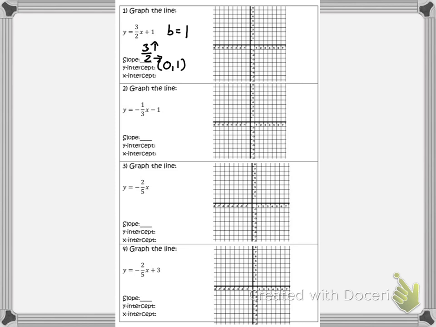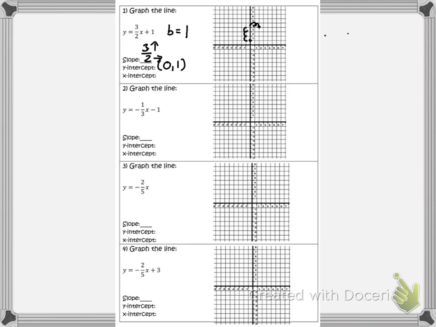So when we're graphing this, we're going to start from 0, 1, which is right here. I know it's a very tiny dot. And then we're going to move up 3. So I'm going to count. Ignore my dog. Whoops. I'm going to count 1, 2, 3. And then I'm going to move to the right 2. So 1, 2. So my next dot is here.